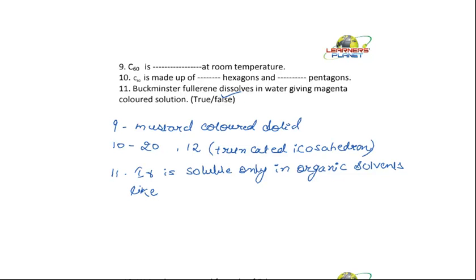like benzene or toluene. It is insoluble in water. Remember that only polar compounds or ionic compounds are soluble in water, or the compounds which can form hydrogen bonds with water.